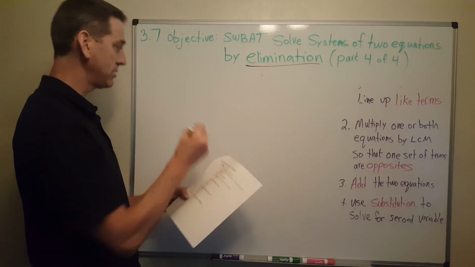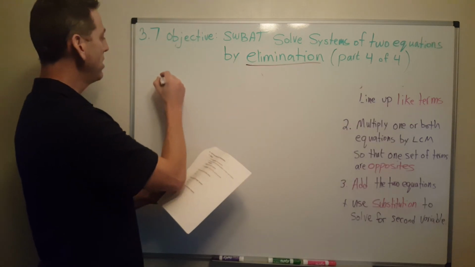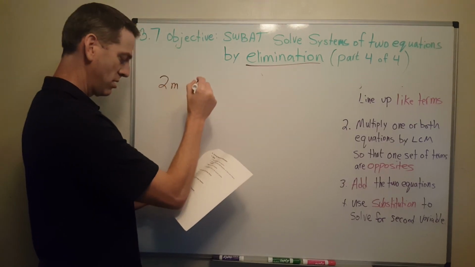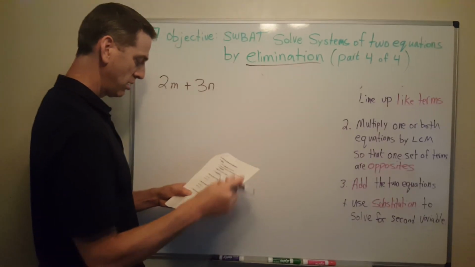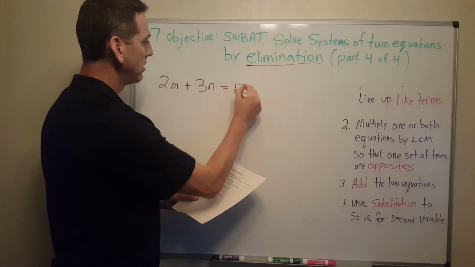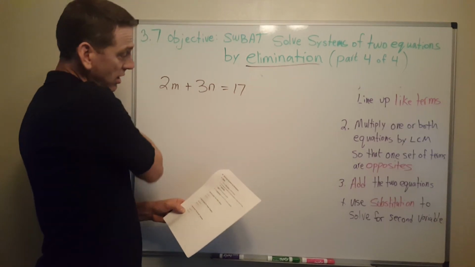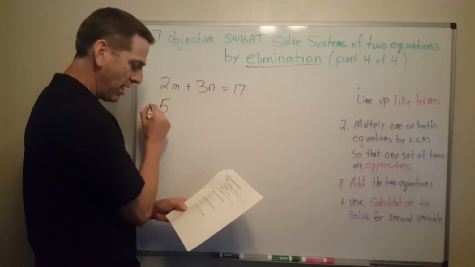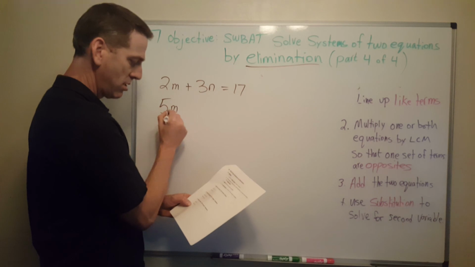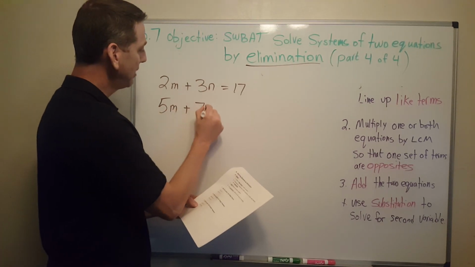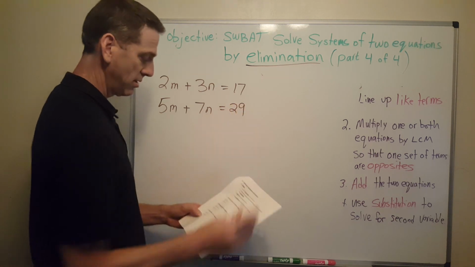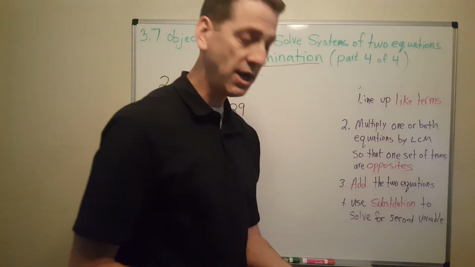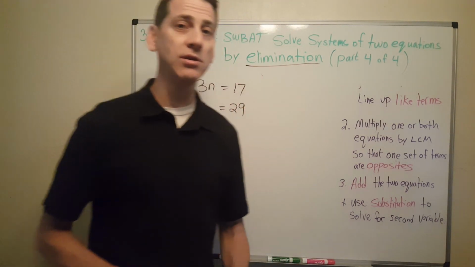Okay, so I got 2m plus 3n equals 17. And then I have 5m plus 7n equals 29. All right, if you want a challenge, see if you can do this on your own.